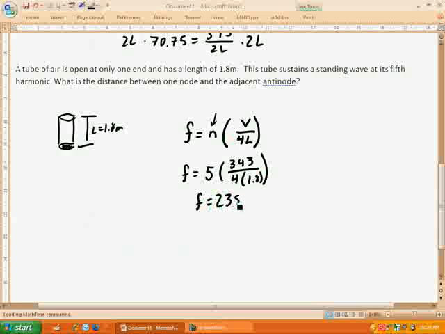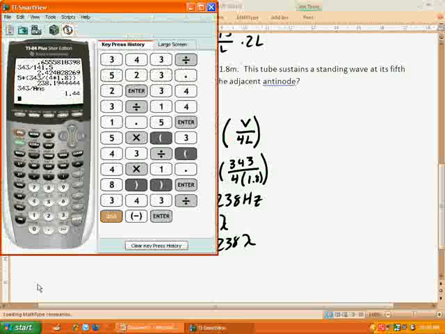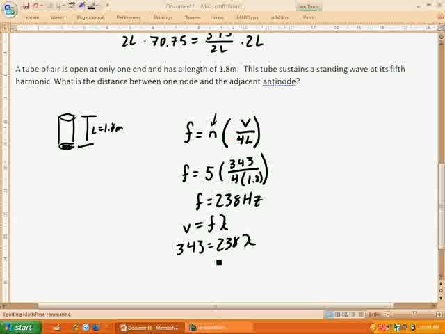Once we have the frequency, since we're looking at the distance and we want it in wavelengths, we know that velocity is frequency times wavelength. So 343 equals 238 times the wavelength, so divide both sides by 238. So 343 divided by our previous answer, which will be 1.44. So that tells us that the wavelength is 1.44 meters.